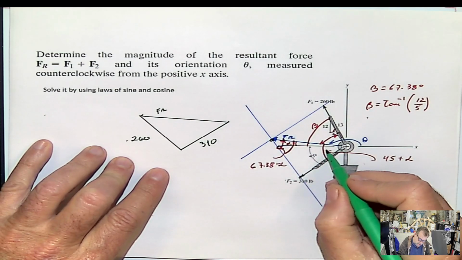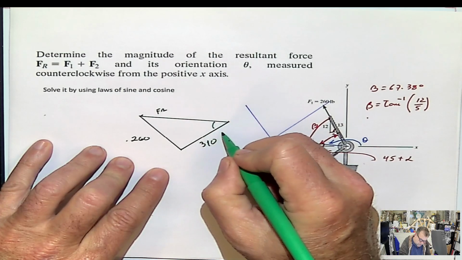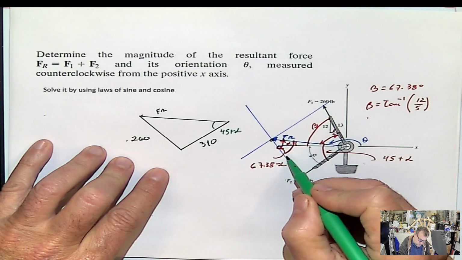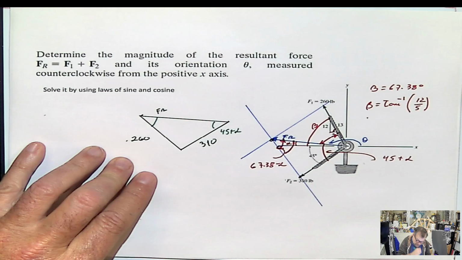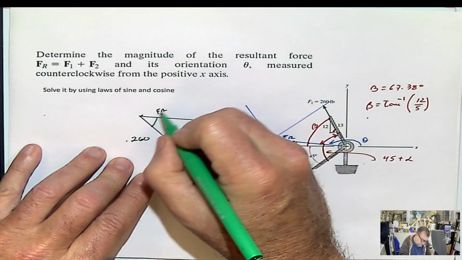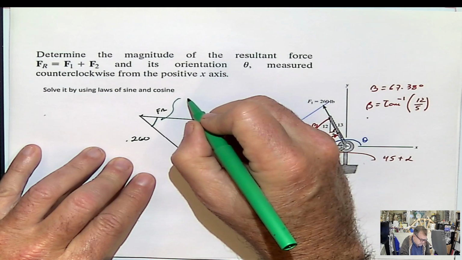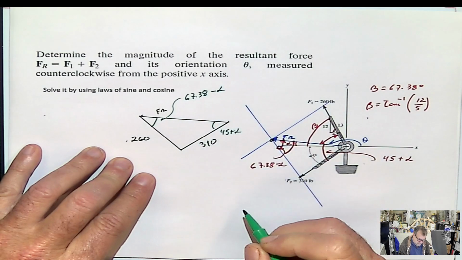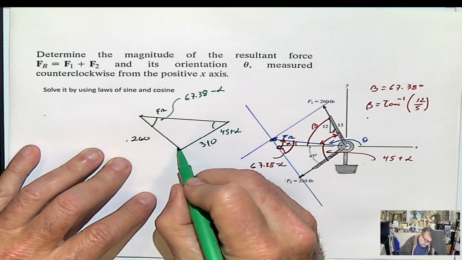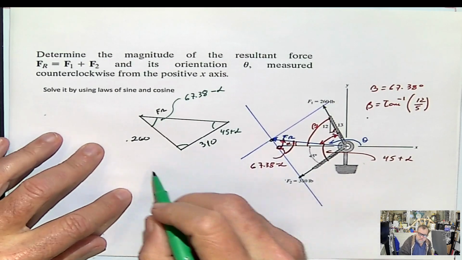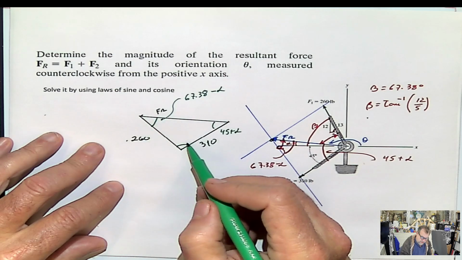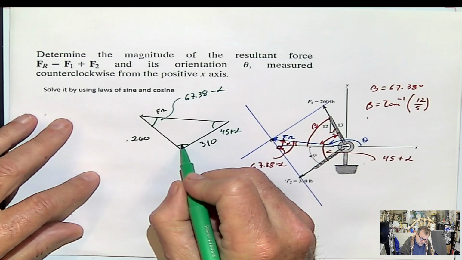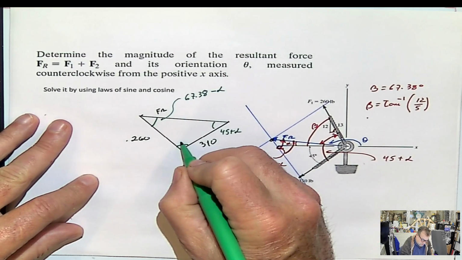So this angle here will be 45 plus alpha. And this angle here will be 67.38 minus alpha. This angle I don't know, but if you remember the triangle properties, if I add the three internal angles of a triangle, that has to be 180. So then I can calculate this angle here, and I'll name it phi.